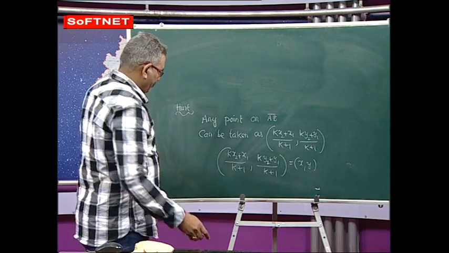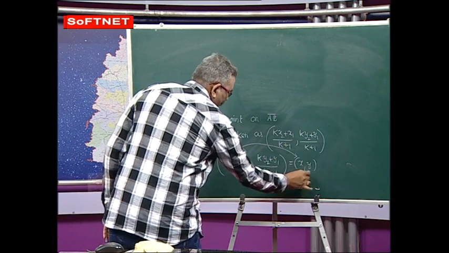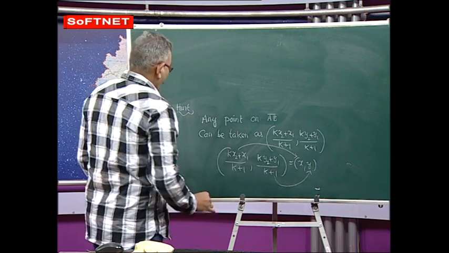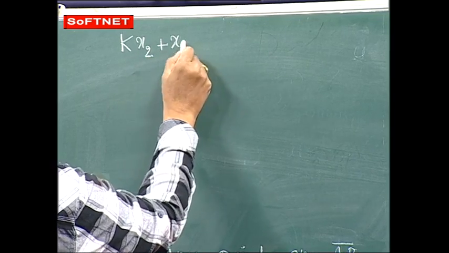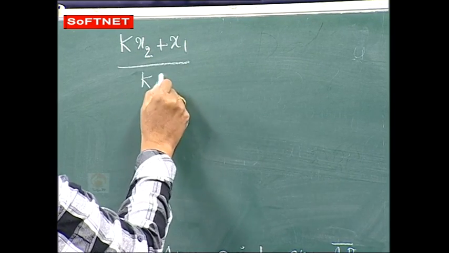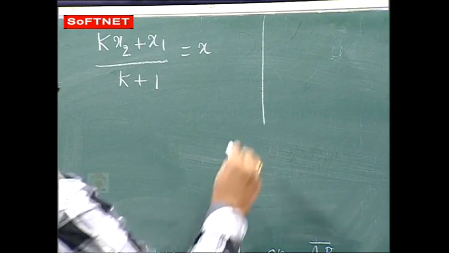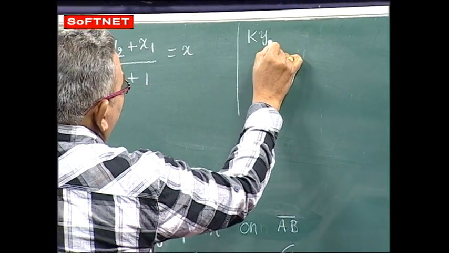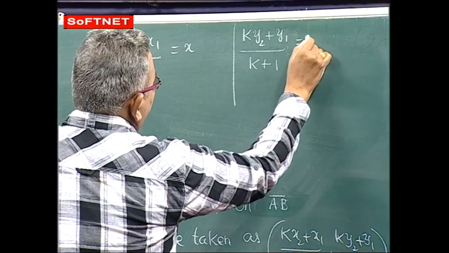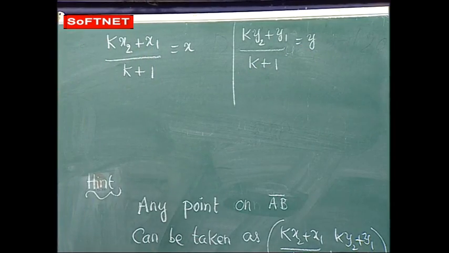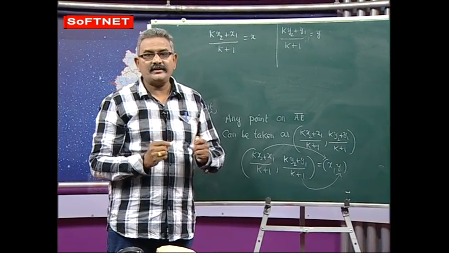So, now this is equated to x, this is equated to y. Now, (kx2 + x1)/(k + 1) is equal to x, whereas (ky2 + y1)/(k + 1) is equated to y. Our aim is to find out the k value, which determines the ratio.